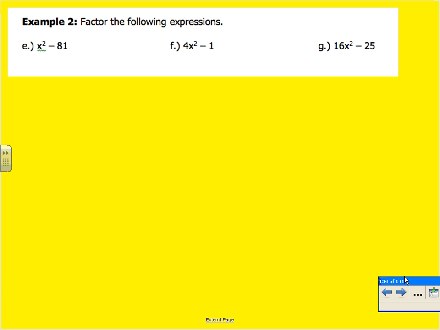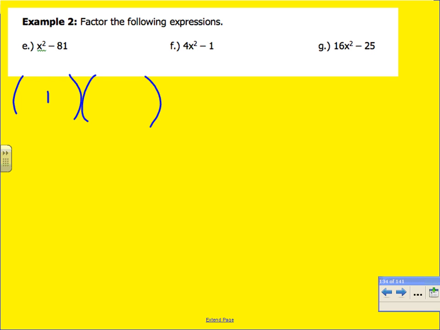Okay, letter E, we have x squared minus 81. It's a binomial, there's two terms, it's a subtraction problem, and you should be asking yourself, are x squared and 81 both perfect squares? They are. The only thing you can take out of both terms is a 1. So the GCF is a 1, so I'm not going to write it. Since it meets all three characteristics of perfect squares, I want you to draw two binomials.